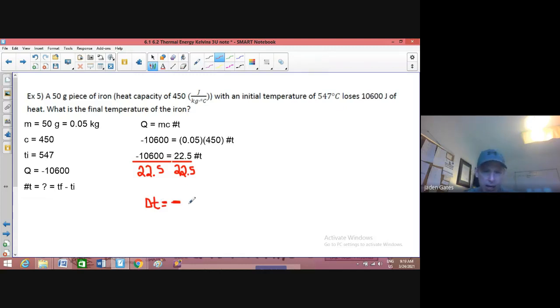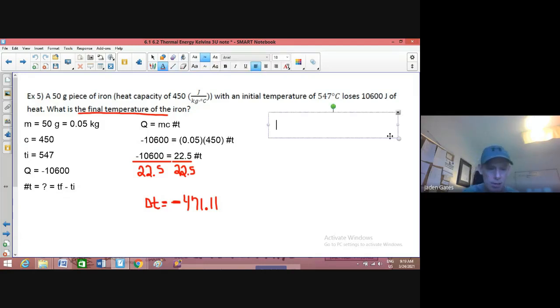All right, so I do those, and I get negative 471.11 degrees. Now again, that is not my TF, because that's what we're trying to find here, but it is my delta T. So now I'm going to use the fact that my delta T is equal to TF minus TI. So I have my delta T is negative 471.11, again, going to 2 decimal places. It's equal to my TF minus TI, which I actually know, right? It's 547.